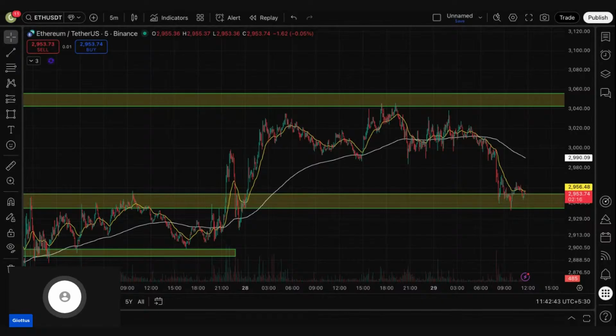So Ethereum short is what we were discussing. The entry zone is 29.55 to 28.80, and the stop loss is 30.20. Okay.